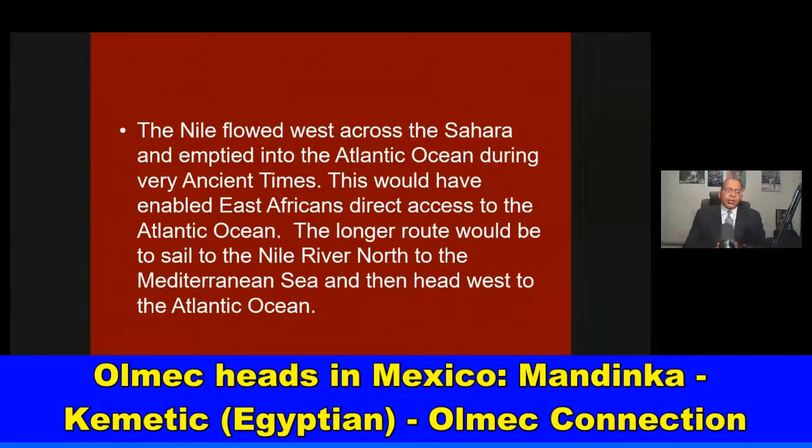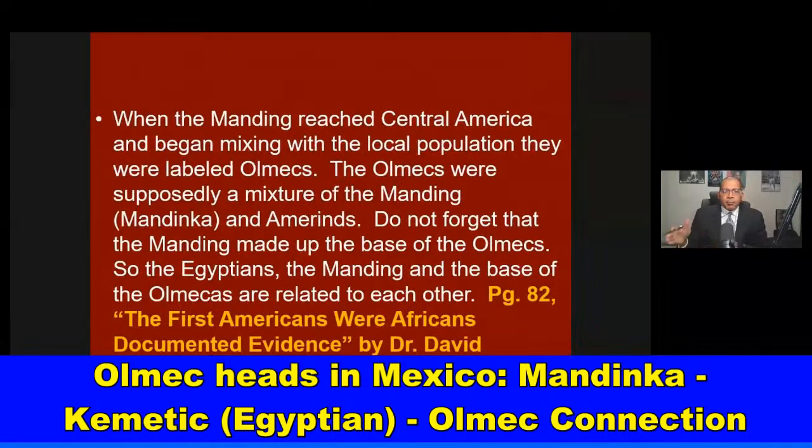The Nile flowed west across the Sahara and emptied into the Atlantic Ocean during very ancient times. This would have enabled East Africans direct access to the Atlantic Ocean. The longer route would be to sail to the Nile River, to the Mediterranean Sea, and then head west to the Atlantic Ocean. When the Manding reached Central America and began mixing with the local population, they were labeled Olmecs.